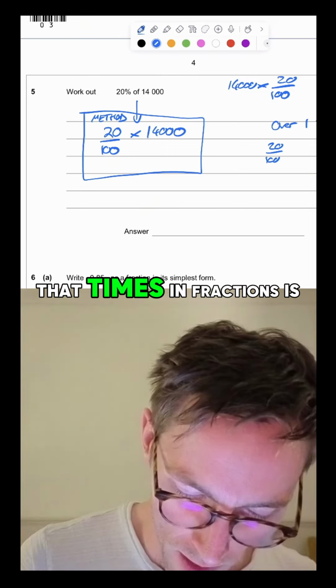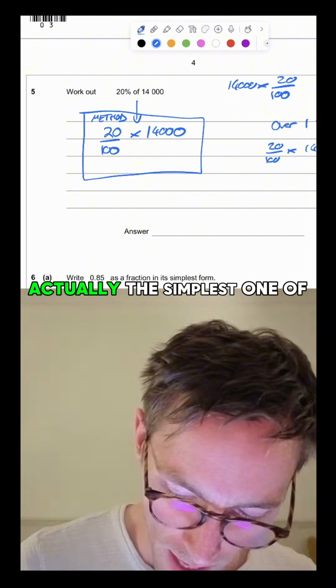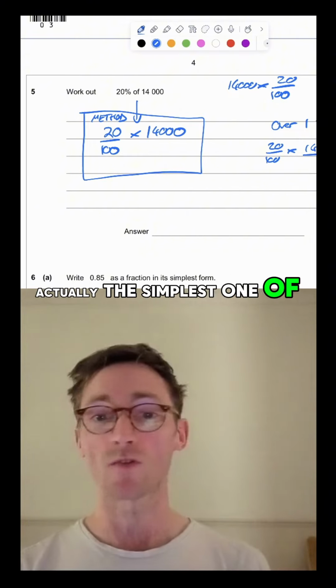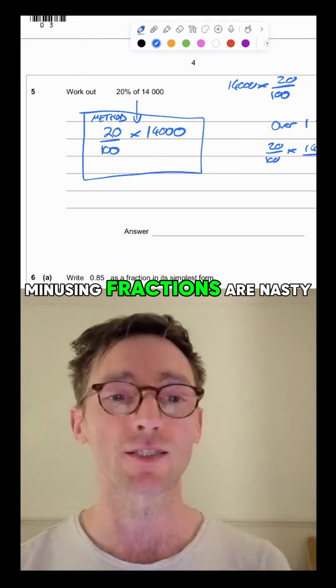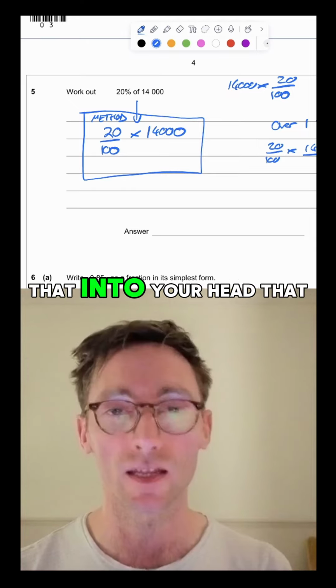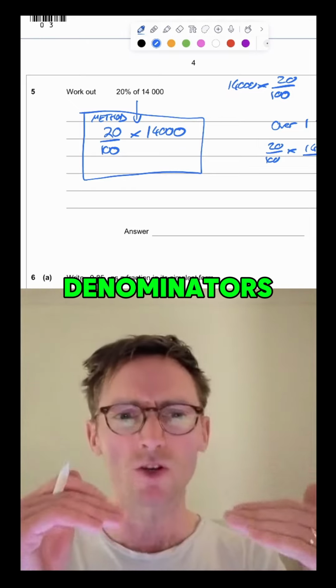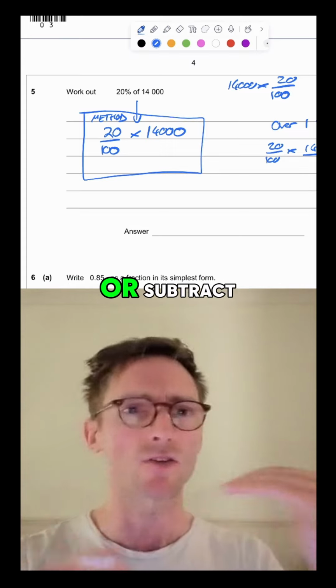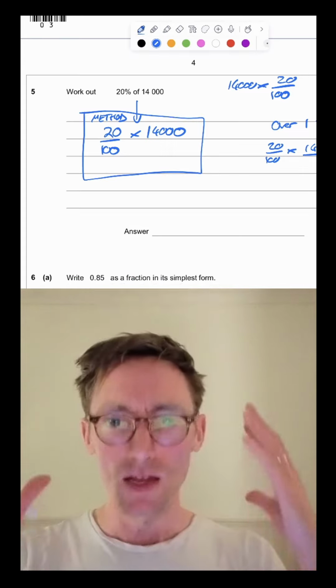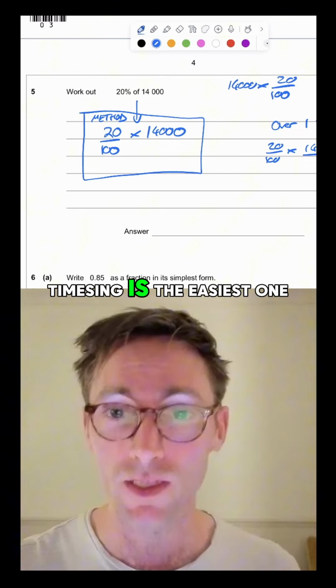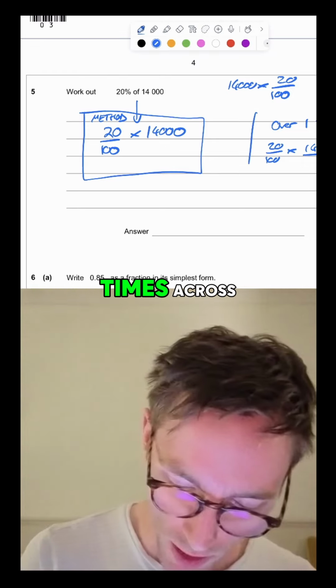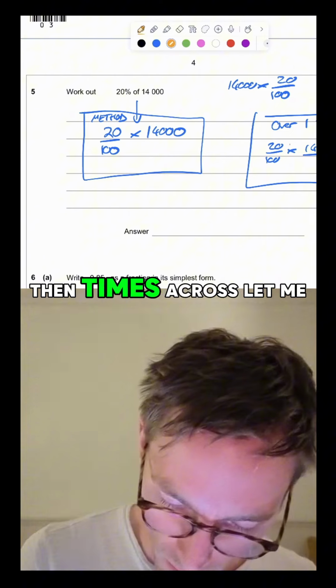The reason is that timesing fractions is actually the simplest one of all of them. Adding and minusing fractions are nasty. You've got to try and get that into your head. It's horrible. You've got to get common denominators. Bottom numbers got to be the same. You can't add or subtract until they're the same. Timesing is actually the easiest one of the lot, because you just times across, then times across.